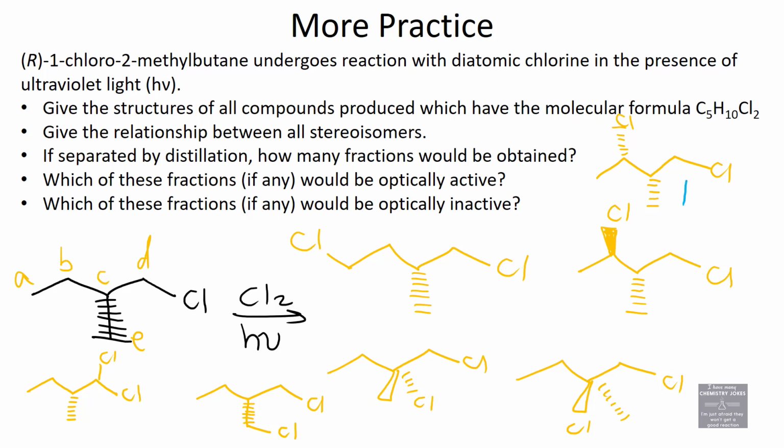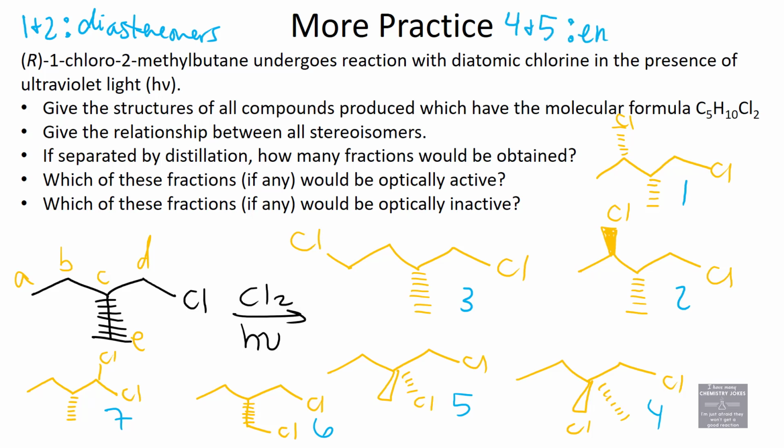All right, if we give them numbers, I did not start at the beginning. I just started giving them numbers. I apologize for the chaos. Give the relationship between all stereoisomers. My numbers 1 and 2 are stereoisomers. Numbers 1 and 2 are diastereomers. My numbers 4 and 5 are enantiomers. And that's all the stereoisomers I've got.